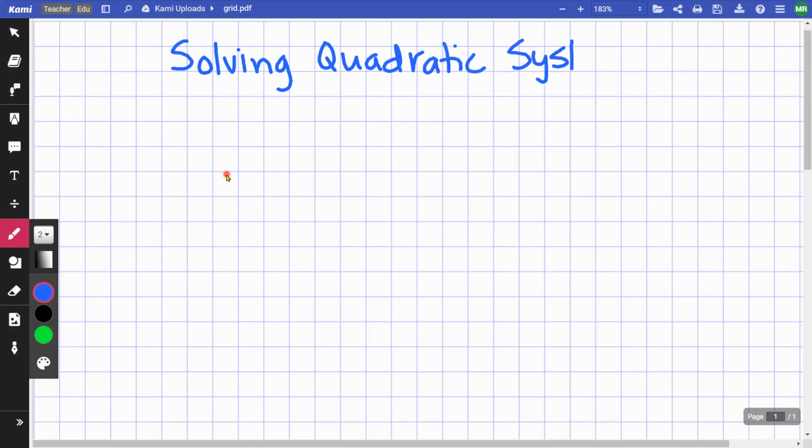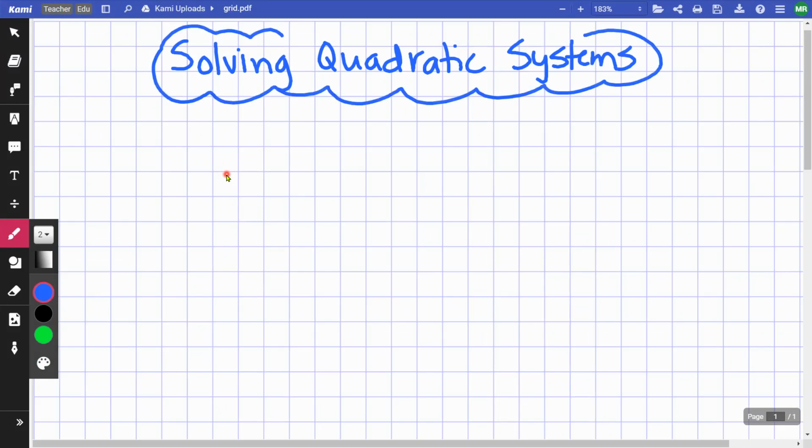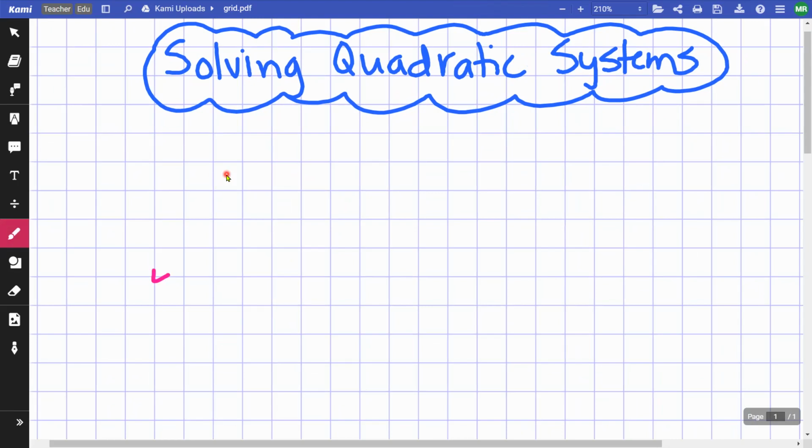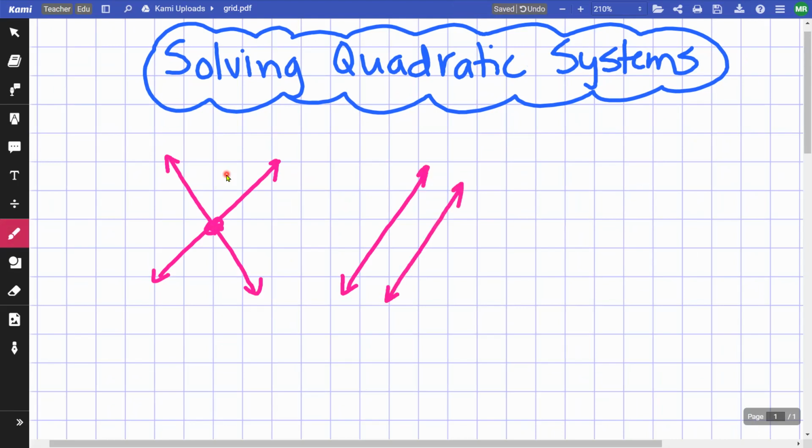First thing I'm going to do is sketch out the situations of a parabola and a line intersecting. Okay. Because if we're dealing with lines, just as a reminder, we could have two lines intersecting at a single point and we get 1 point of intersection. We could have had two lines being parallel and we had no solution.